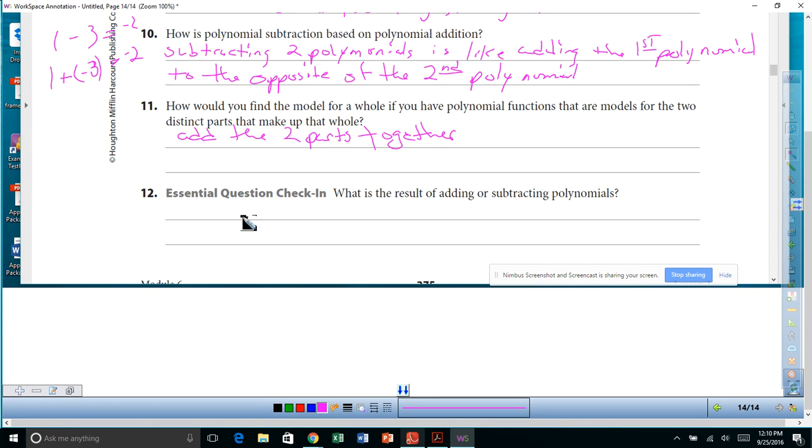Essential question check-in. What is the result of adding or subtracting polynomials? Another polynomial. It's just another polynomial. All right.